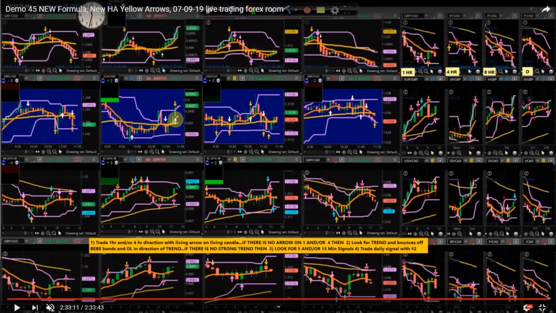Guess what? Break of the bands. 5 minute break of the band here. You would have had a yellow originally here, probably moved here. I wasn't watching it. But this is why bands break. I hope you understand.